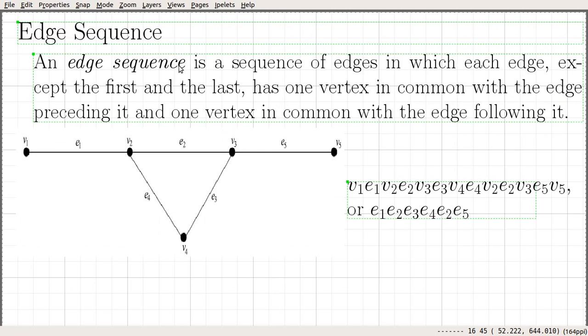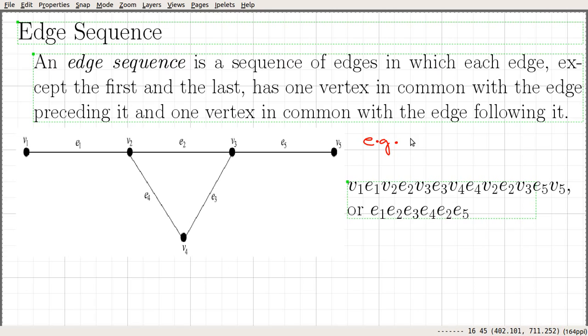So let me start by defining an edge sequence. An edge sequence is a sequence of edges in which each edge except the first and the last has one vertex in common with the edge preceding it and one vertex in common with the edge following it. Okay, so let me give an example, then using that example I will make the definition more clear.